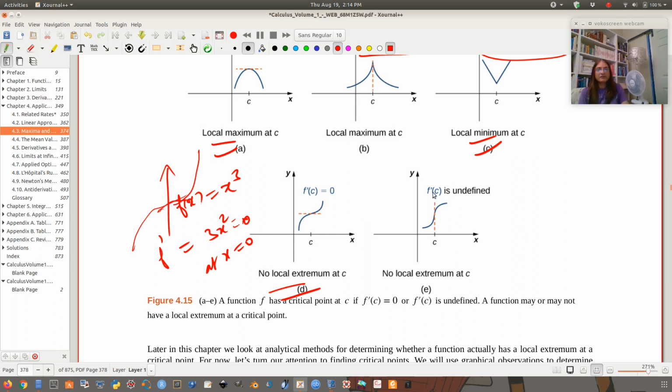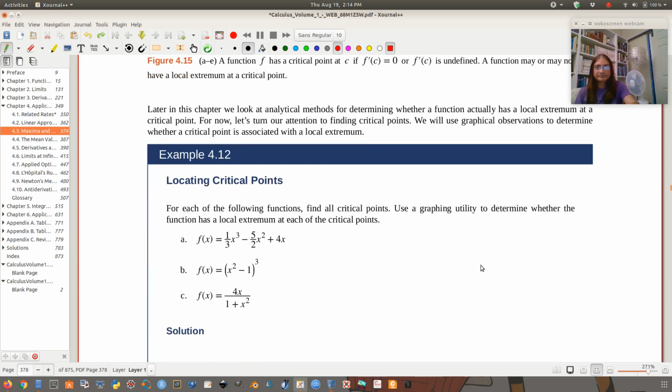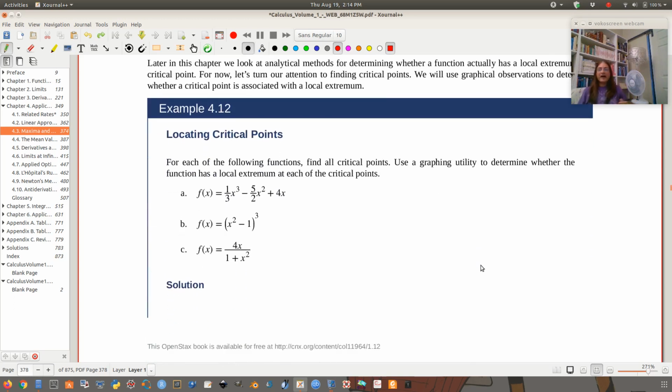Okay, here of course the derivative is not defined, it's a vertical line. So that's not a relevant example. Okay, how do you find the critical points of a function? Using a graphing utility, you can easily, of course, use GeoGebra here for plotting these functions.